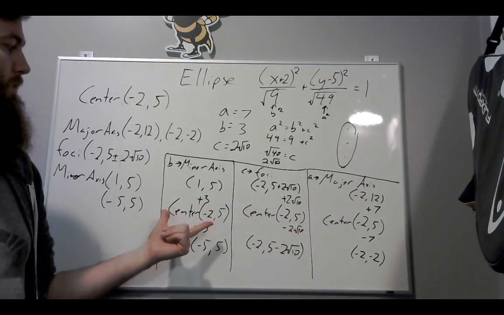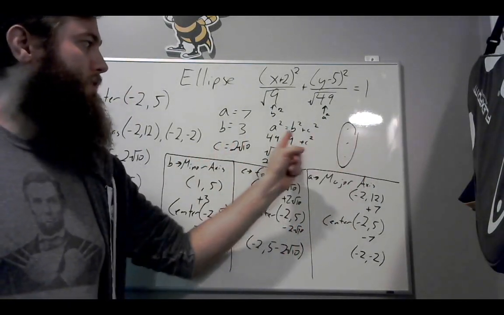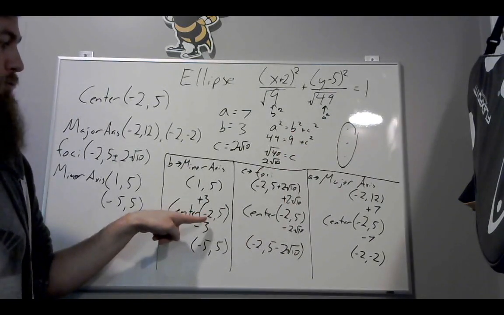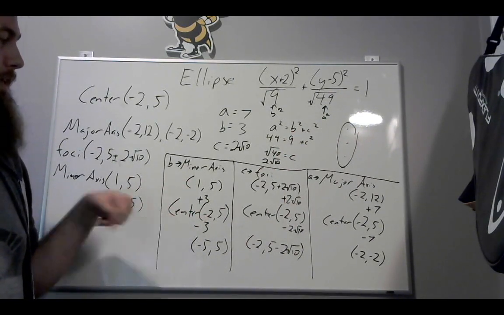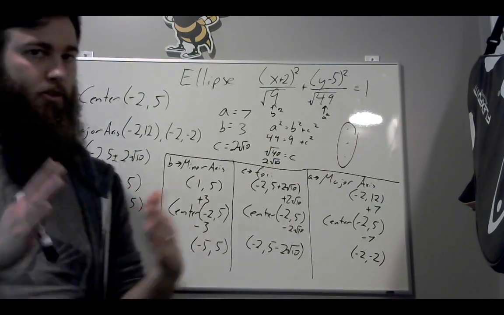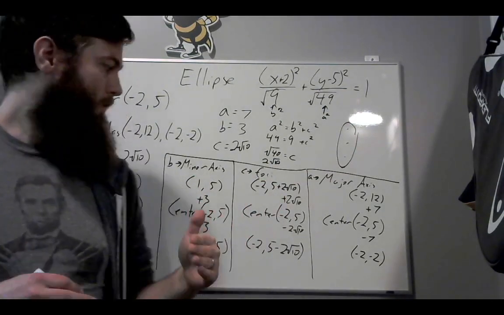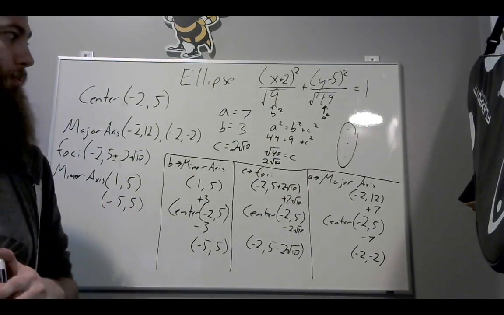Then the minor axis is going to be the opposite, so that means it's horizontal. Again, I'm using the center. I'm just going to go right 3 and left 3 instead. So my y values are going to stay the same. So that gave me all those pieces of information.